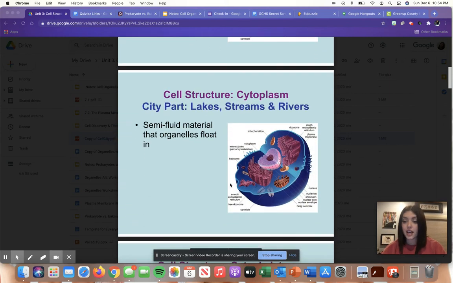So then we have the cytoplasm. Remember that it was the semi-fluid material that the organelles float in. In relation to a city, that would be the lakes, the streams, and the rivers, right? Because it's in those lakes and streams and rivers that things move around, that they're transported, and that other things float in. So the same is true for the cell. The cytoplasm acts as those lakes, streams, and rivers that would be found within a city.